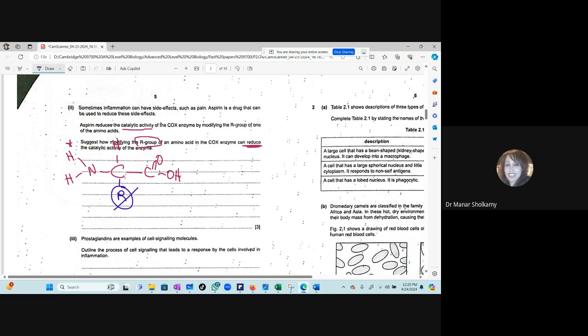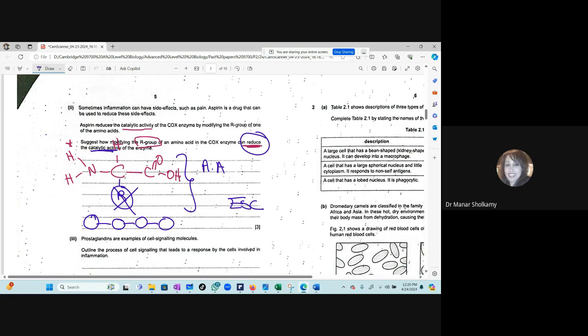When we change the R group, we are going to change the type of the amino acid. When we change the type of the amino acid, then we will change the primary structure, the sequence of amino acids. We change the primary structure, we will change the secondary structure. We change the secondary structure, we will change the tertiary structure. So in the end, we will change the final protein with a different active site that is not going to be complementary with the substrate and not form an enzyme substrate complex and reduce the catalytic activity of the enzyme.